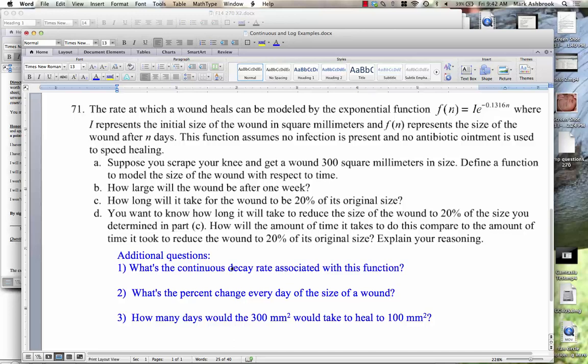I'm less interested in D and more interested in 1, 2, and 3. Okay? D is a good question, but for time's sake, I want to make sure we get to 1, 2, and 3. Okay, go. Do everything up there.